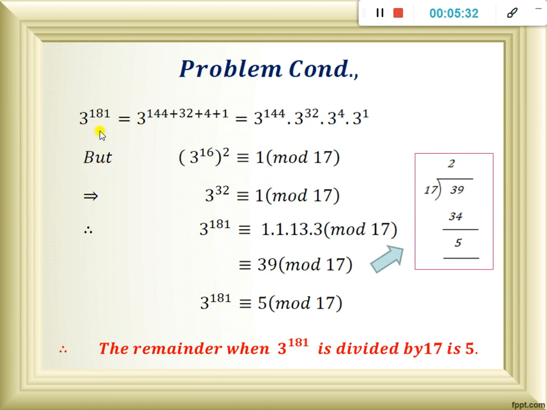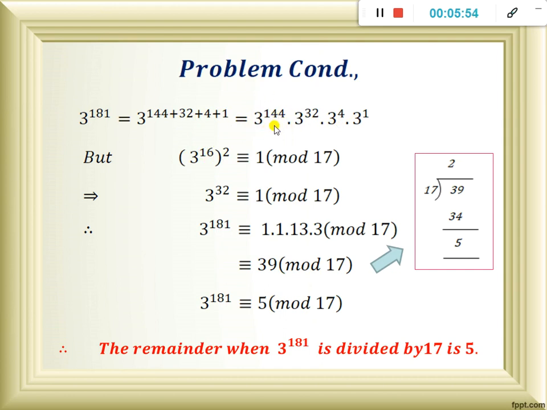Now just look at this case. 3 power 181 has to be written as 3 power, already we are getting 144 plus 32 plus 4 plus 1, which means 3 power 144 into 3 power 32 into 3 power 4 into 3 power 1. Because of this purpose only, in our previous slide I am finding all the values.